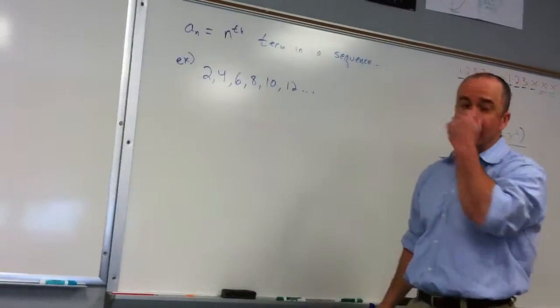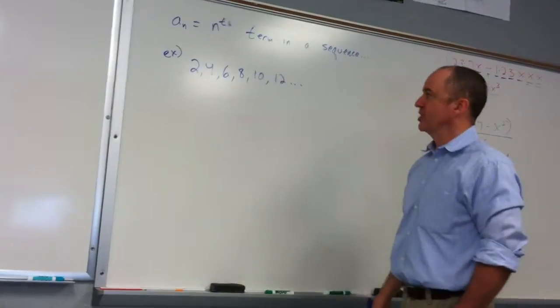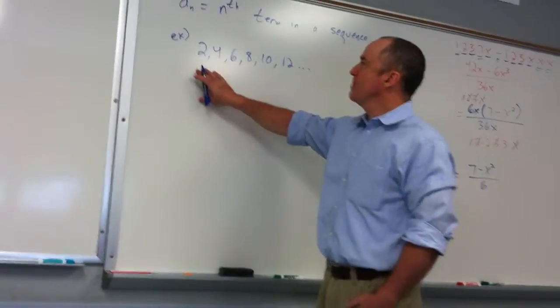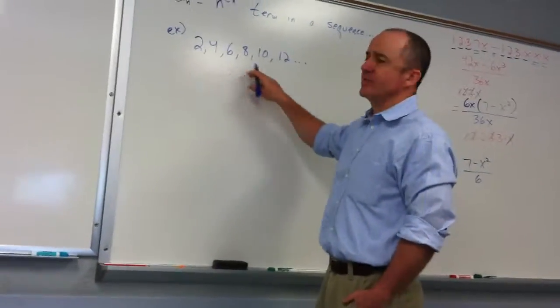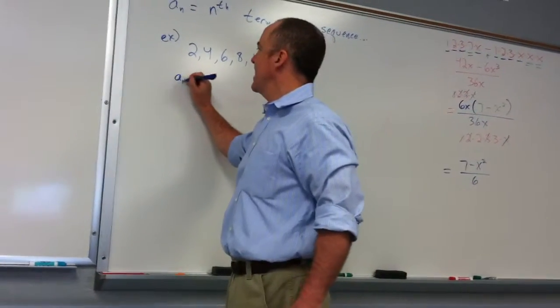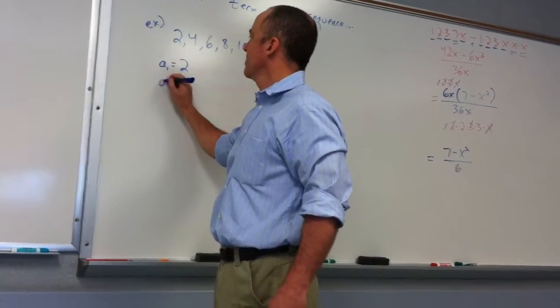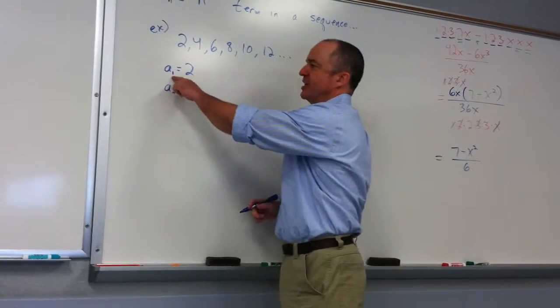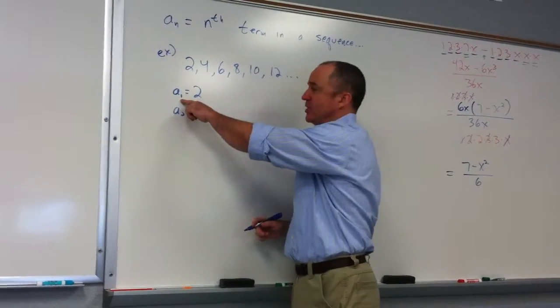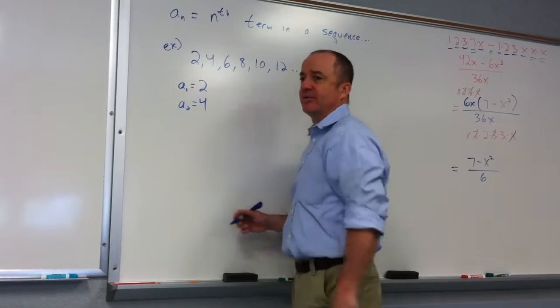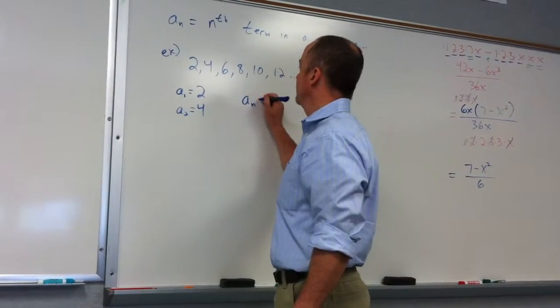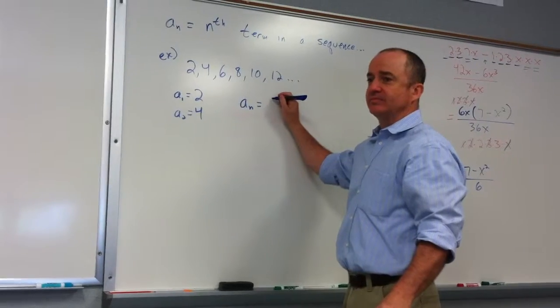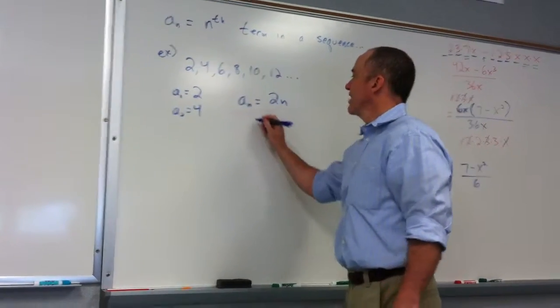What's the pattern here? Plus 2. Okay. Tell me the pattern in terms of where we are in the sequence. For example, if I say a sub 1 is 2, a sub 2 is 4, the subscript refers to the position of the term in the sequence. So a sub n would equal what? 2n. Yeah, 2n.